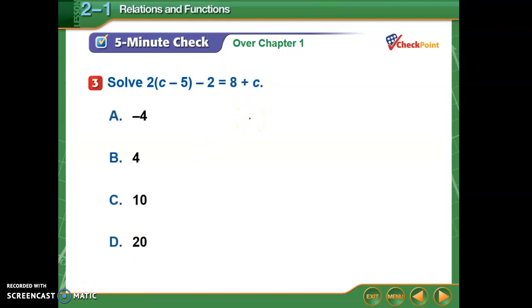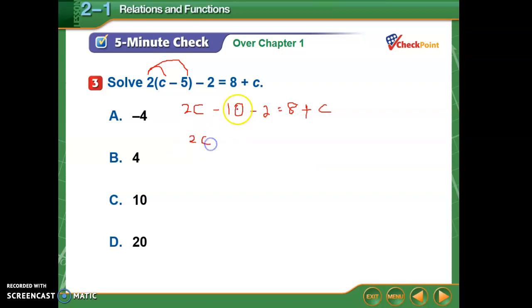Alright, solve 2 times the quantity c minus 5, close parentheses, minus 2 equals 8 plus c. So what do you do here first? Okay, so we are going to distribute 2 to each variable and number in the parentheses. So that gives us 2c minus 10 minus 2 equals 8 plus c.